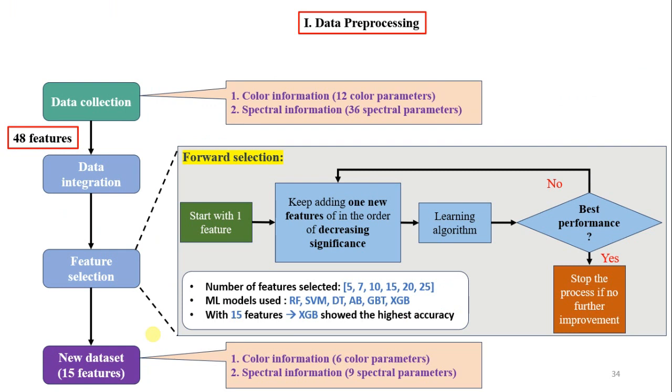For data pre-processing, we have this data collection. Over there we got 12 color parameters and 36 spectral parameters, so in total there were 48 features. These two datasets were integrated, which is called data integration. These steps you should remember, what I am telling.